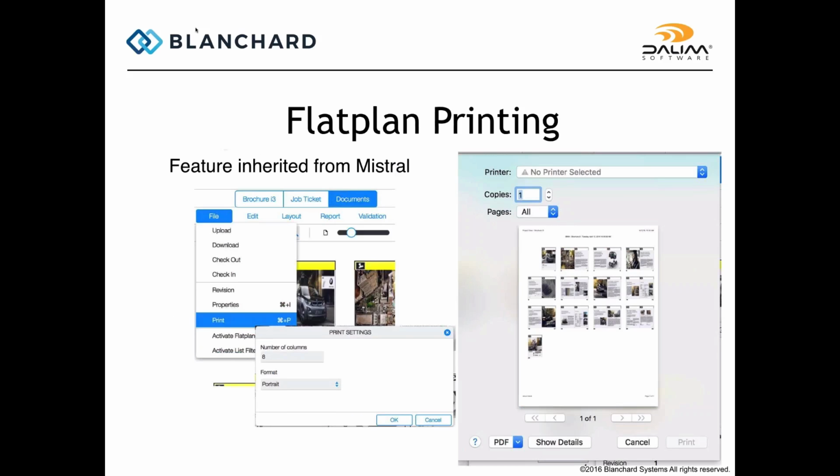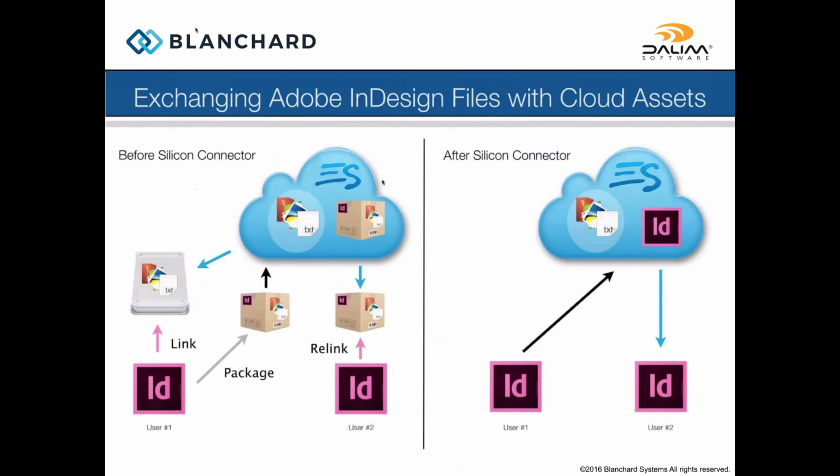Something this version doesn't have either, and you notice it because it's in the kind of flat interface, is you're now going to have the ability to print your flat plan similar to how you could in Mistral. So you'll be able to take a flat plan and instead of doing a screenshot of it, actually be able to go to print and print it out so you can see the point in time screenshot.